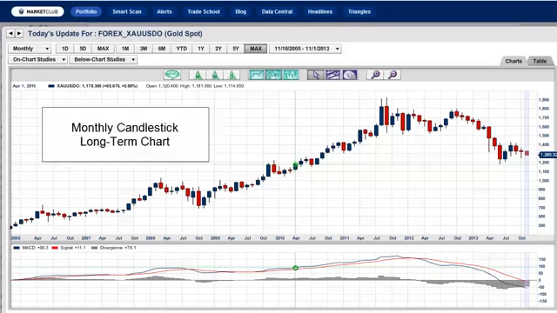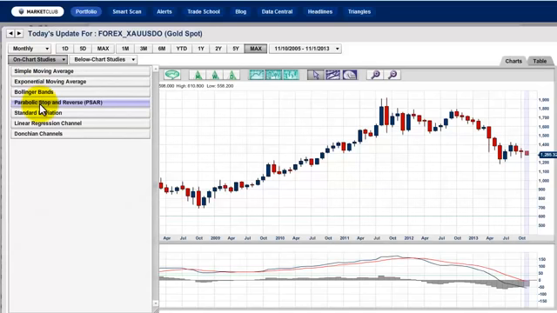The chart we're looking at on the screen is a monthly candlestick long-term chart. The parabolic SAR is a great example of how you can spot long-term trends using this indicator on long-term charts. And trends tend to persist in most markets for quite a while. So let's see how the SAR does on this chart. First of all, we have to put it on the chart itself. So go up to On Chart Studies, click once, go down to Parabolic Stop and Reverse PSAR.